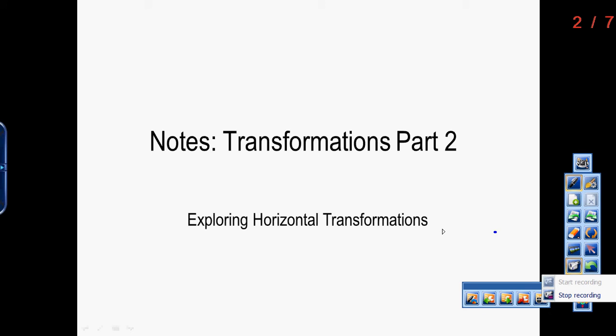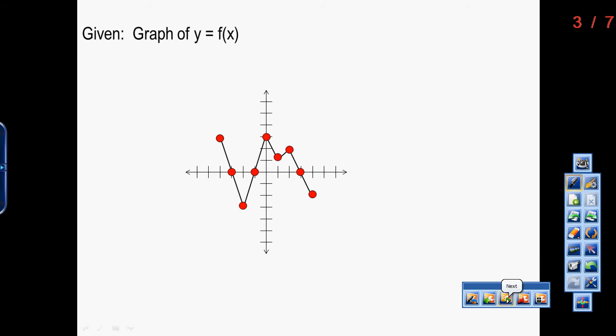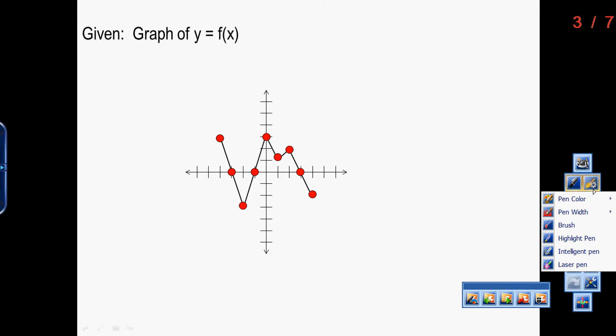Okay, class, today we're going to look at transformations part 2. So we're going to explore horizontal transformations, and if you recall, we already explored vertical transformations. So when I look at my graph of y equals f of x, I have to figure out what each of my values are.